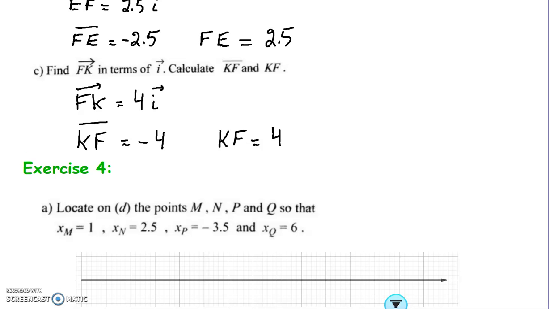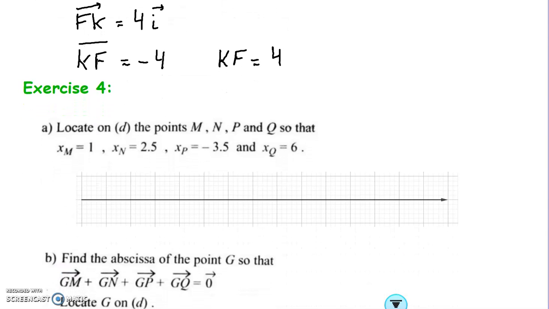Exercise 4, locate on D the points M, N, P and Q as such. So I will let O be here, I need M here, so at 1, so this is I. Okay, so this is point M, point N is 2.5, so this is 2, this is 2.5, and P is minus 3.5, so minus 1, minus 2, minus 3, minus 4, so this is minus 3.5, P.